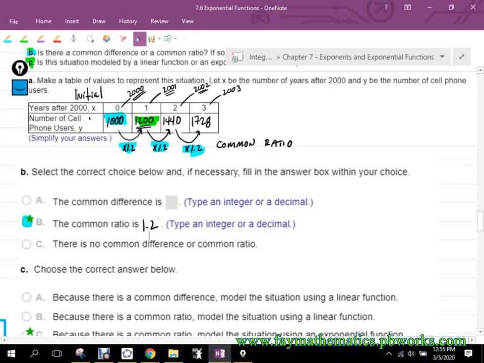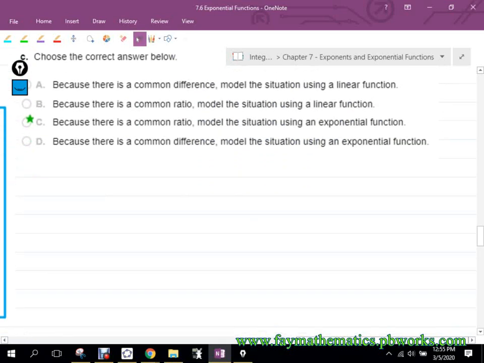Okay. Now, part C says choose the correct one. If we have a common ratio, is this going to be linear or is it exponential? This is going to be exponential, okay? So a common ratio takes us to an exponential function. Okay, so common ratio means division or multiplication, right? That's kind of what we're talking about there.